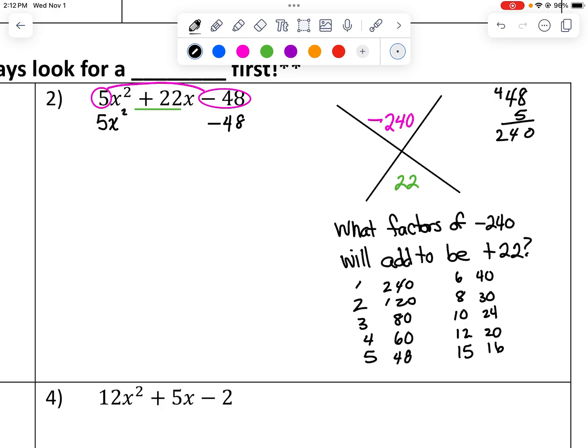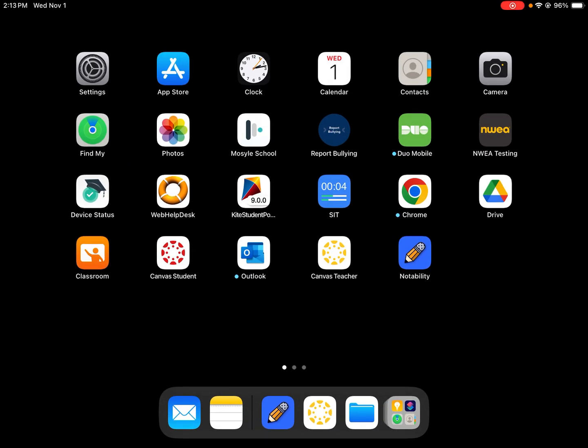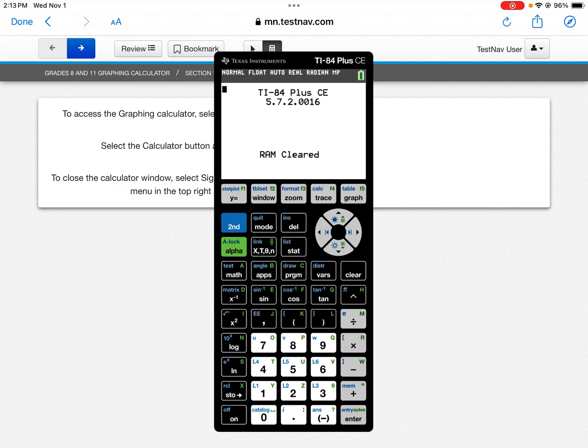If you don't want to make that list, watch this. This is really cool, guys. Grab your graphing calculator, go to y equals, type in negative 240 divided by x, and then look at your table.